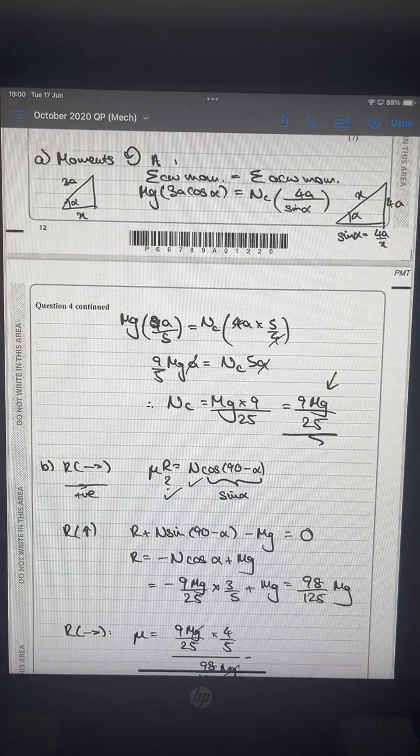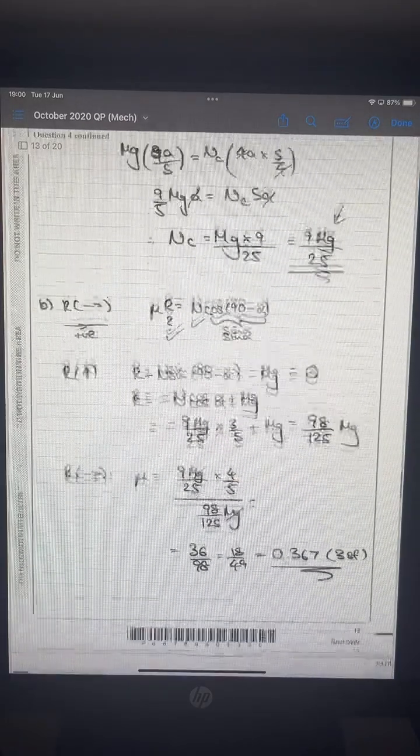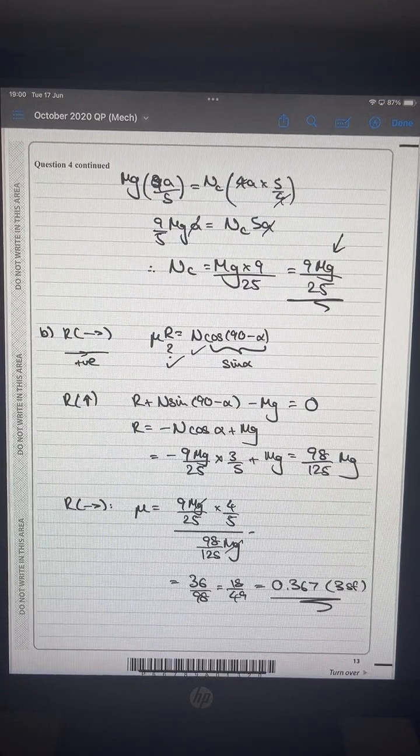And this value of mu makes sense. Why? Because mu has got to be between 0 and 1. And that is how you would find mu, by resolving the forces. Does this make sense? Let me just check the chat.